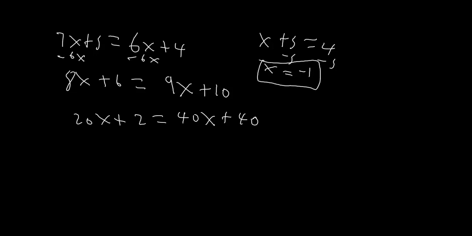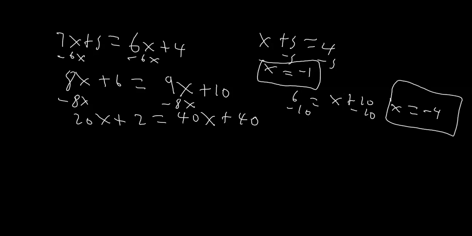In this problem here, we can just start off by maybe subtracting 8 from both sides. Then we get 6 is equal to x plus 10. Subtract 10 from both sides. We get x is equal to -4.